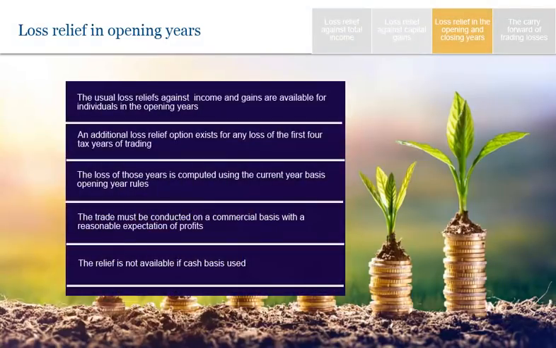On to loss relief in the opening years. The normal loss reliefs that I've just described are available in the opening years against income and gains. However, losses in these opening years will be computed according to the current year basis opening year rules. So, for example, on an actual basis up to the 5th of April in the first year, and then depending on the length of accounting periods ending in the years following. Those figures will define the losses of each tax year, and those of the first 4 tax years can be the subject of the extended carryback that's being described on this screen.